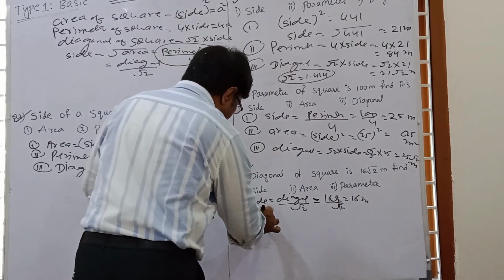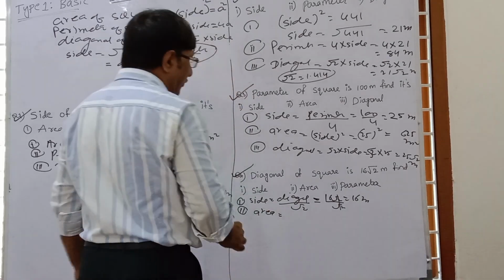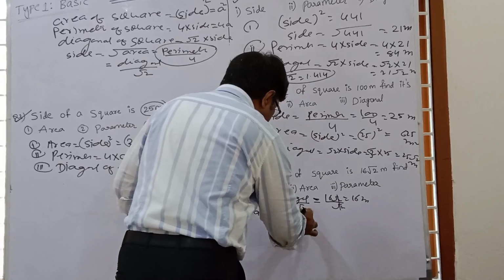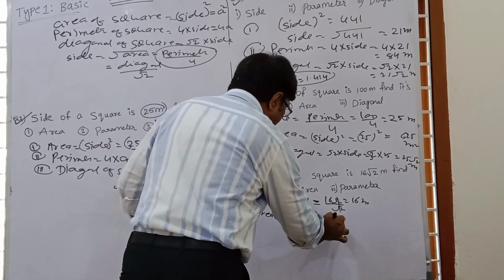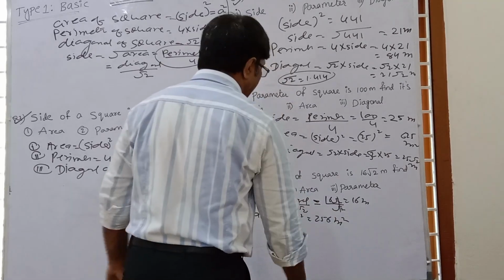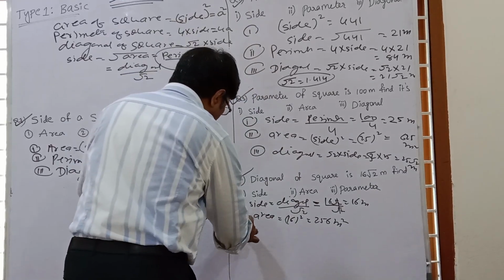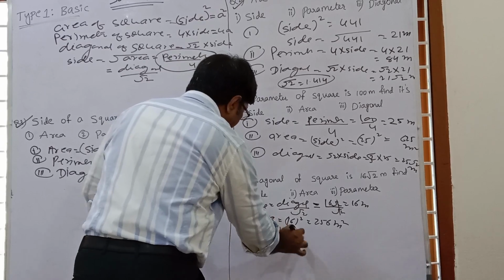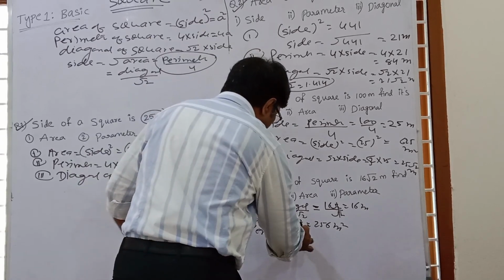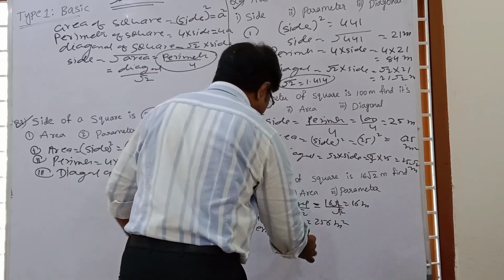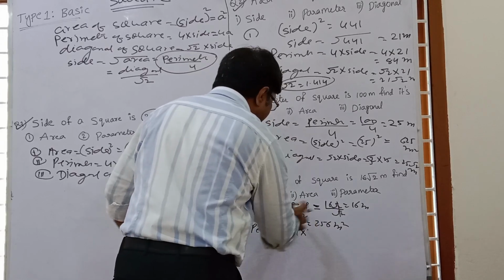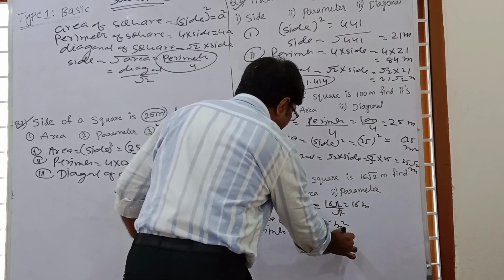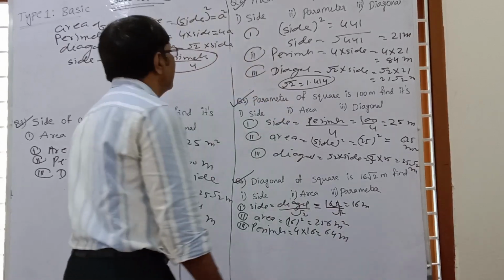The second one is to find area. You know area is side square. Side is 16, so use this technique: 16 square is 256 meter square. The third one is perimeter. You know perimeter of a square is 4 into side. Side is given as 16, so 4 into 16 is 64 meter. This is the right answer.